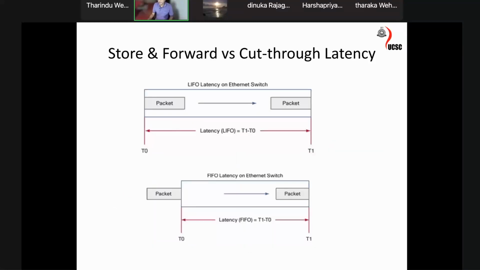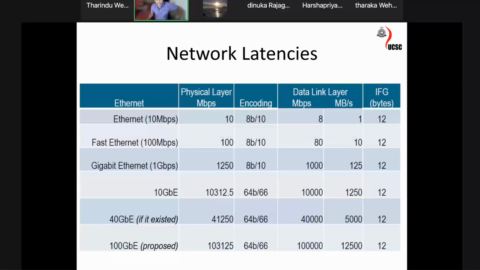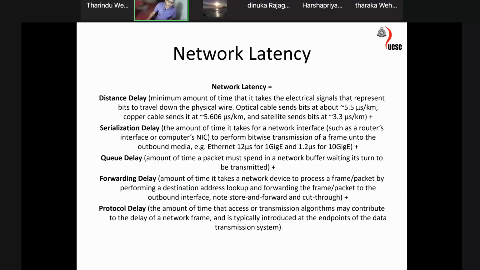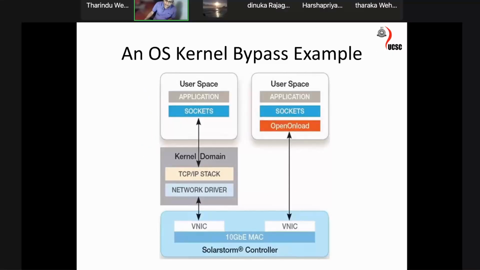A few microseconds can be reduced by selecting a cut-through switch. And these are not tested in your final examinations, because these are mostly additional kernel knowledge for your latency tuning. The OS kernel bypass is possible because, as I initially mentioned in the latency breakdown, there is something called protocol delay. The TCP/IP and the kernel are adding more latency, huge latency for low latency applications.